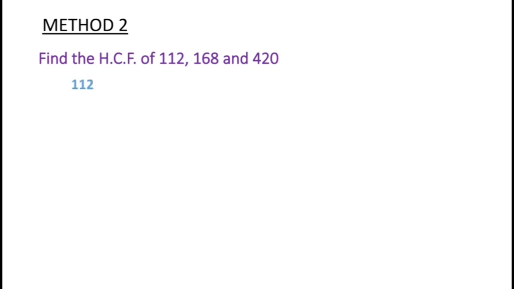Second method, find the HCF of 112, 168 and 420. What will we do? Let us find the factors.